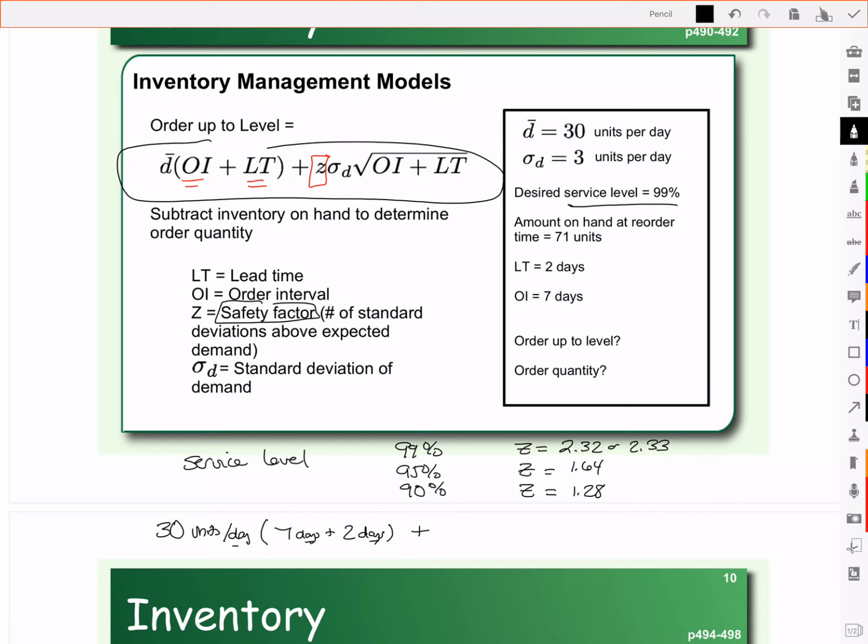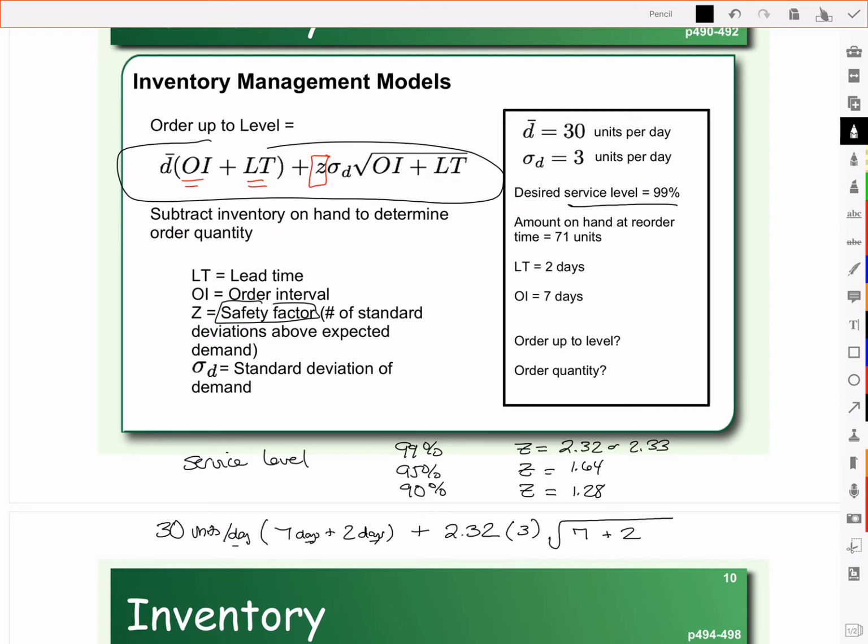If we want to have enough 99% of the time, then we're going to need a z-score of 2.32. Okay, and we're going to multiply that times our standard deviation of 3 units per day, again in days, and then take the square root of our order interval, which is 7 days, plus our lead time of 2. So then we just need to crunch the numbers. So 30 times 9 plus 2.32 times 3 times the square root of 9, which is 3.